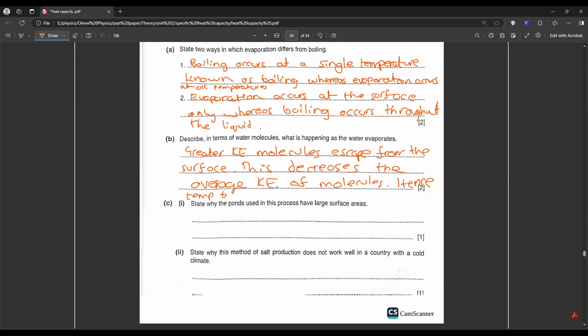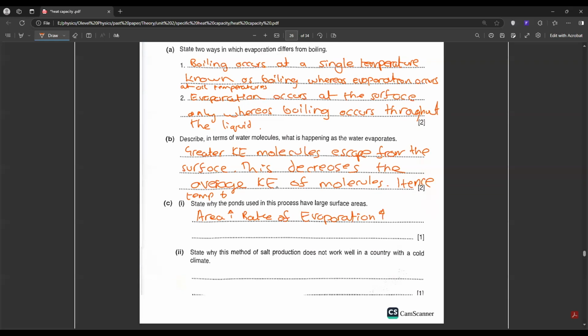State why the ponds used in this process have a larger surface area. Surface area increases, rate of evaporation increases. Very basic thing. Rate of evaporation increases. Okay.